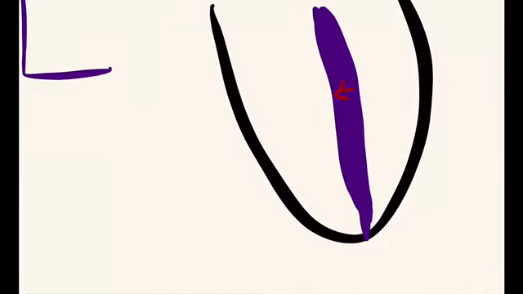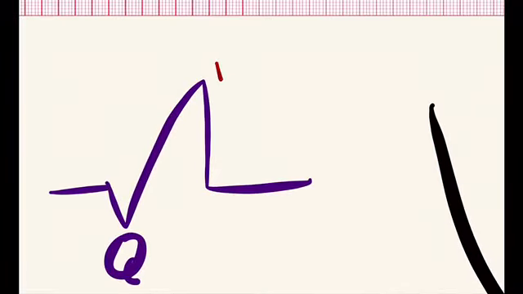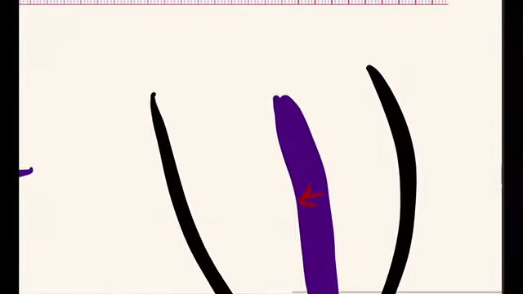Okay, there is a depolarization. Now why do we get this R wave? Because there was a depolarization in the ventricle. Okay, now friends, what happens in myocardial infarction? There is death of the ventricular muscle. Okay, now this muscle is dead here.